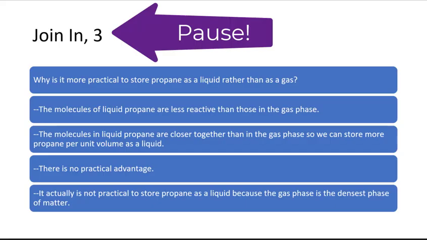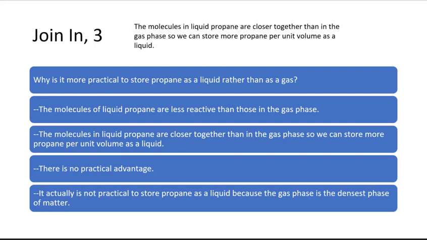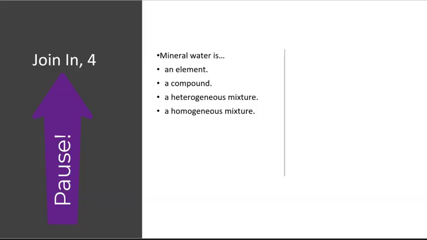How about number 3? Why is it more practical to store propane as a liquid rather than as a gas? Hopefully you got that the molecules in liquid propane are closer together than in the gas phase, so we can store more propane per unit volume as a liquid. Mineral water is what? A homogeneous mixture.